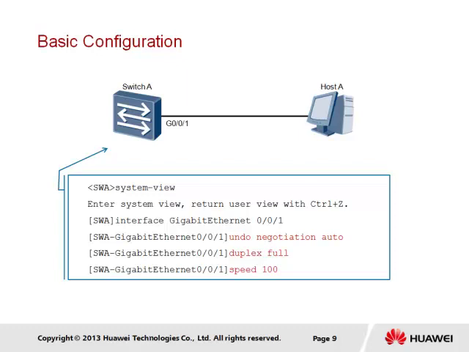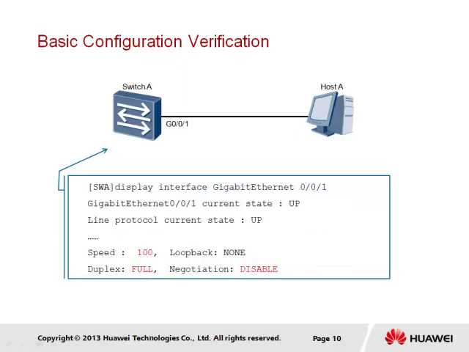This example shows how auto negotiation mode that is currently active can be disabled using the undo command, as well as how a full duplex mode and a speed of 100 megabits per second can be applied for the interface gigabit Ethernet 0/0/1. After the configuration changes have been made on the switch, we can use the display interface gigabit Ethernet 0/0/1 command to view the current status of this interface in terms of its current state, as well as verify that the changes made have taken effect. In this case, we can clearly see that the supported speed is 100 megabits per second and full duplex is supported, and that the auto negotiation has in fact been disabled.